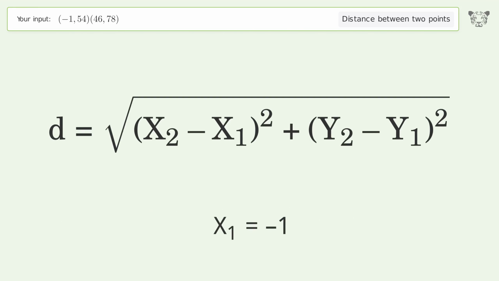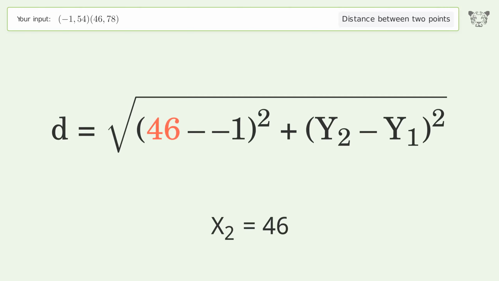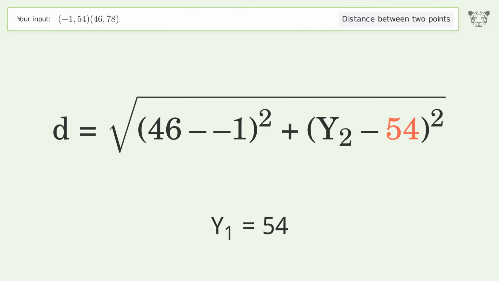x1 equals -1. x2 equals 46. y1 equals 54. y2 equals 78.